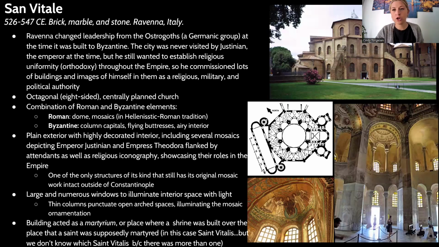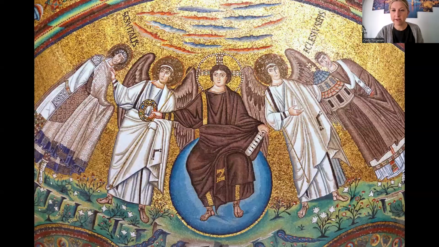This particular church operated similar to when we looked before at a martyrium, which is a place to mark the martyrdom of a saint. San Vitale, interestingly enough, there's multiple San Vitale, so we don't exactly know which one this is in reference to, but it was meant to be a site where this saint was martyred, and commemorating that event.